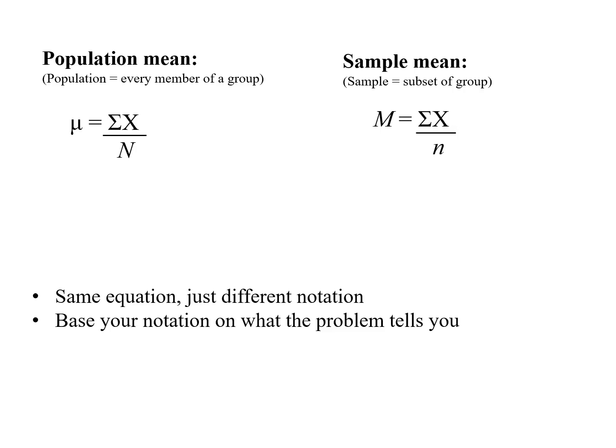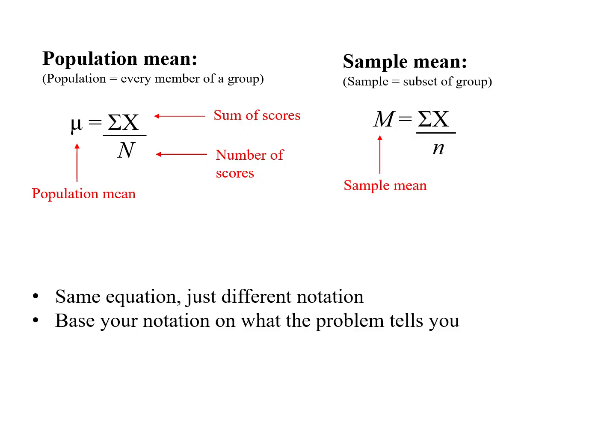For the population mean, we have mu, which is the symbol for the population mean, equals the sum of scores divided by the number of scores available. Likewise, we have M, the sample mean, equals the sum of scores divided by the number of scores available. The notation you use is important because it reflects which scores you're using. Base your notation on what the problem tells you.